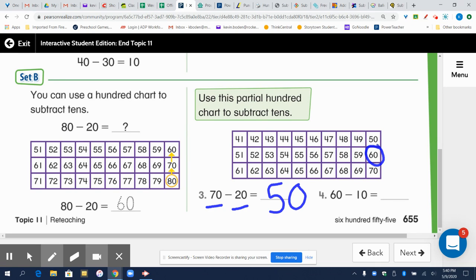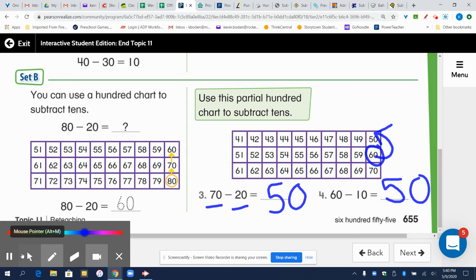And we're not taking away 1, so we're not going to go left and right. We're going to go up and down. If we were adding, we go to 70, but we're taking away. So we're going down to 50. So 60 take away 10 gives us 50 on our hundreds chart, our number chart. We are all the way finished with number 1, 2, 3, and 4, the first page. We're on to the back, and I will see you soon.